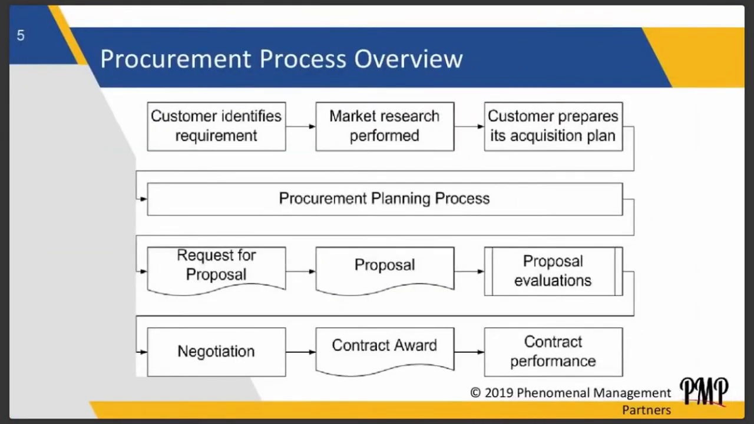So this chart basically depicts the procurement process overview. The government always has the same process no matter what solicitation they put out. So they always have to identify a requirement, and then they'll do their market research, and then the customer, which will be you in this case, will prepare an acquisition plan, and they will prepare it together with you. And then the procurement planning process begins. What does that look like? So the government will put an RFP out, a request for proposal.